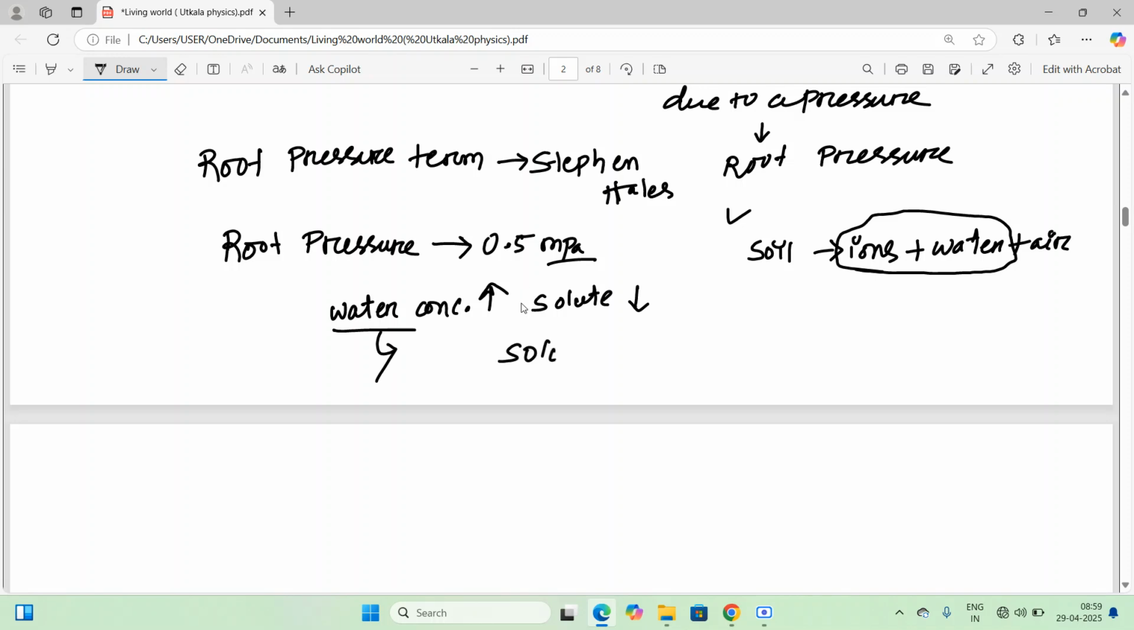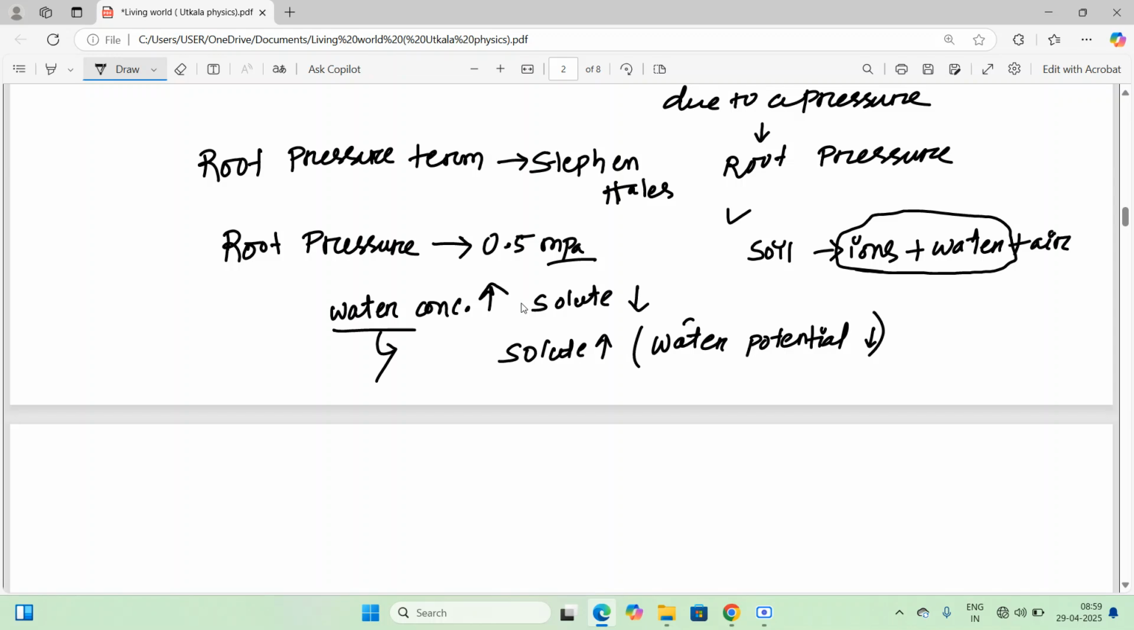If the solute is increasing in the water, then it leads to a decrease in the xylem water potential. Solute is more means water potential is less, because the concentration of water is less. Got it. Then this lowering of the xylem water potential provides a driving force for water absorption.